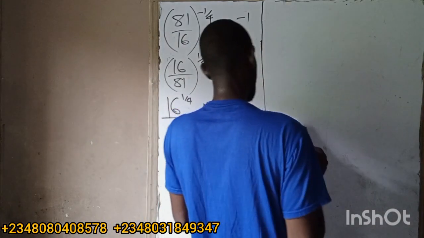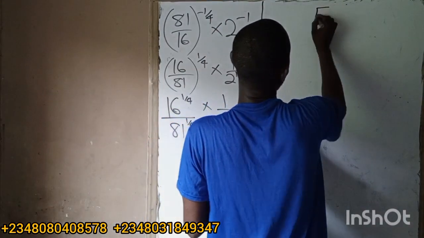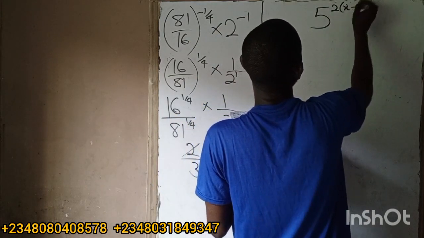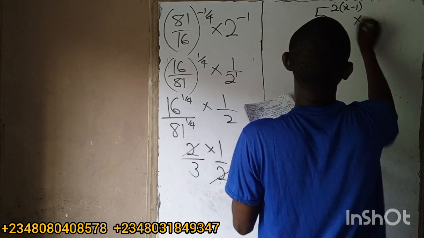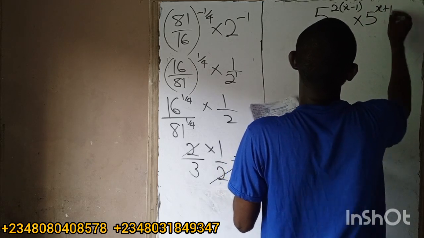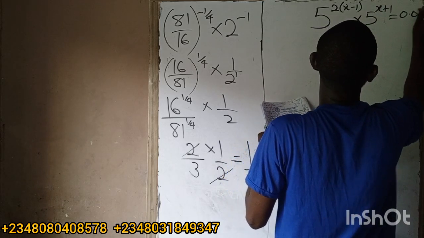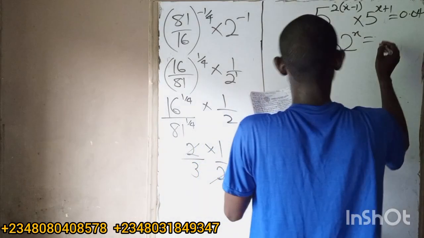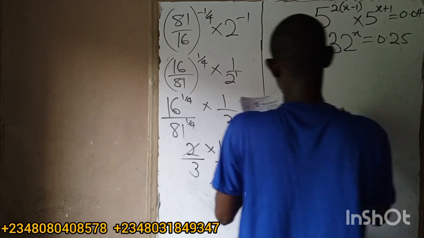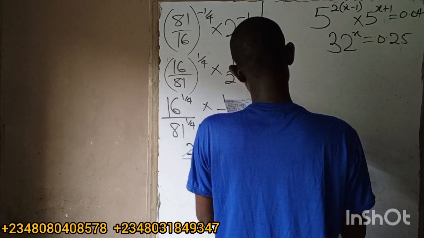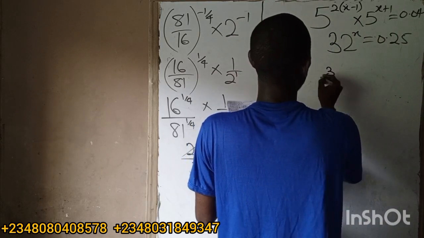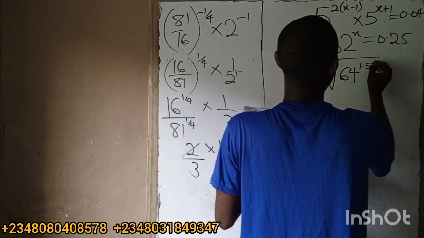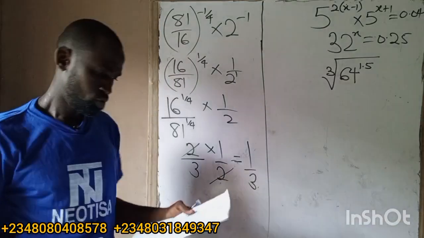So here, we have to solve 5 raised to power 2(x minus 1) times 5 raised to power x plus 1 is equal to 0.04. Then we have 32 raised to power x is equal to 0.25. And I have the cube root of 64 raised to power 1.5. So I have these 3 questions to solve.